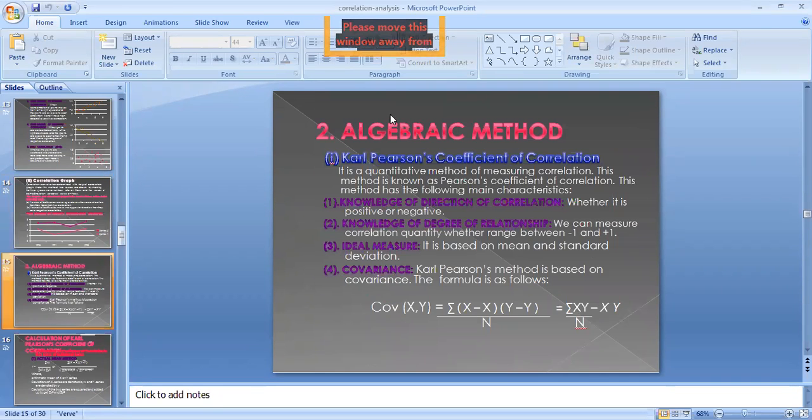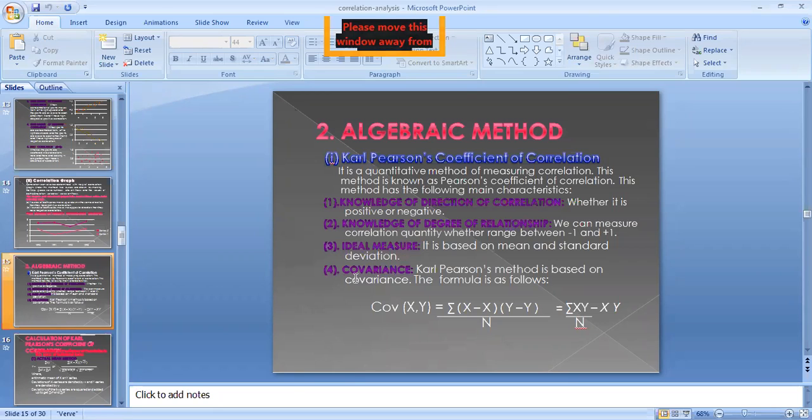Now next, algebraic method. There are different types of methods for solving correlation. Now, Karl Pearson's coefficient of correlation. If it is a quantitative method of measuring correlation, this method is known as Pearson's coefficient of correlation. This method has the following main characteristics: one is knowledge of direction of correlation, and another is knowledge of degree of relationship.